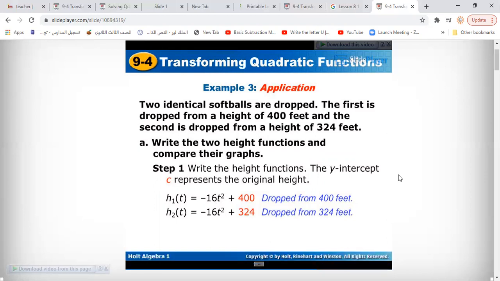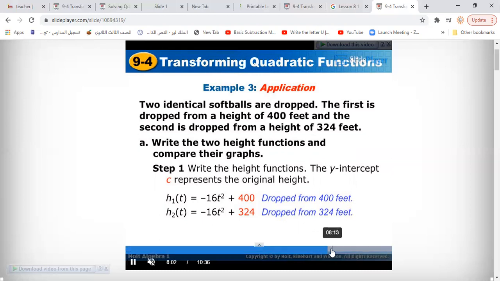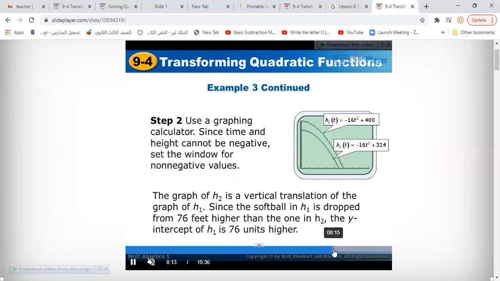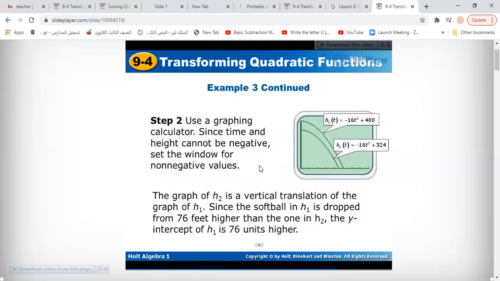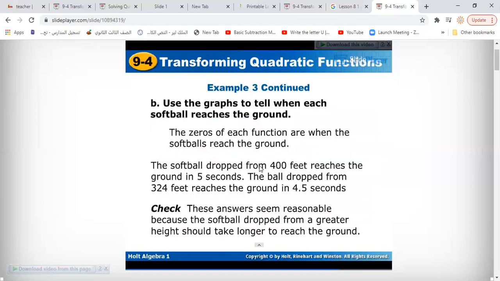And h2 of t is negative 16t squared plus 324 because it's dropped from 324 feet. Then we have already written the two height functions. The y-intercept c represents the original height. Then we can use the graph to represent them graphically. We can use graphing calculators if you have them, or you can just enter the value of t and substitute to graph both of them.